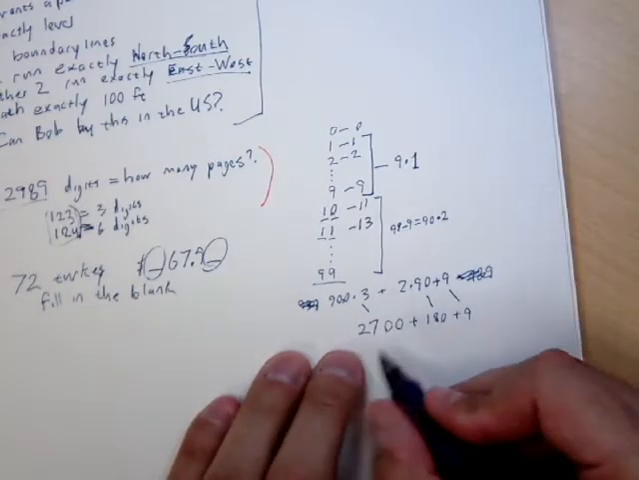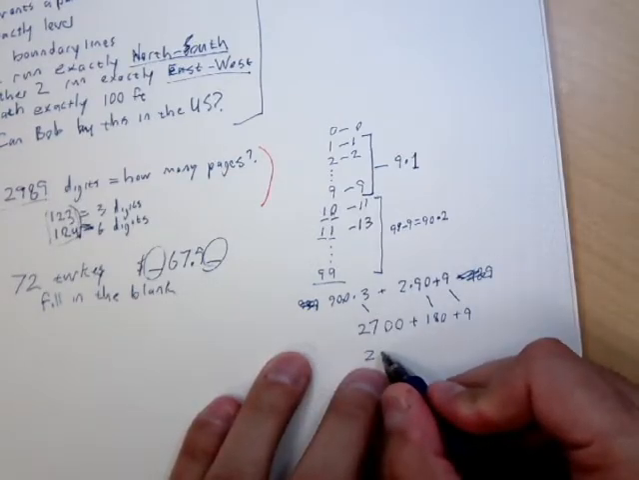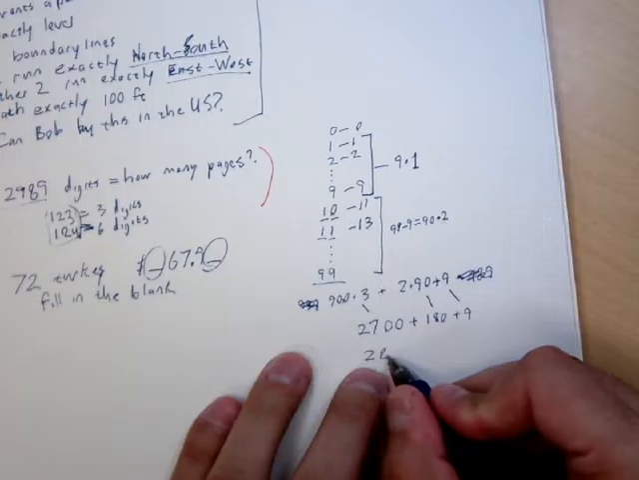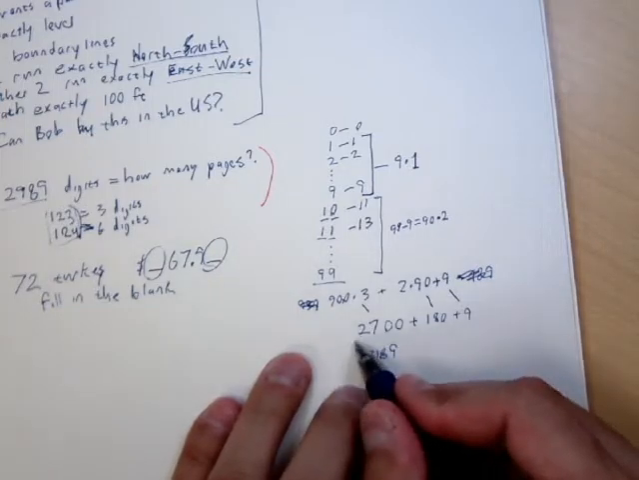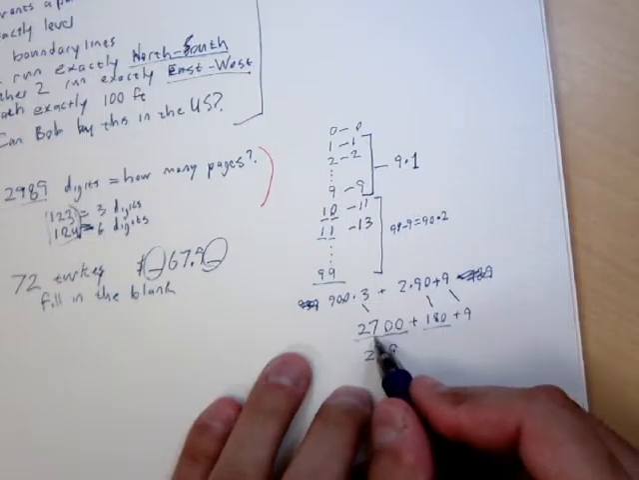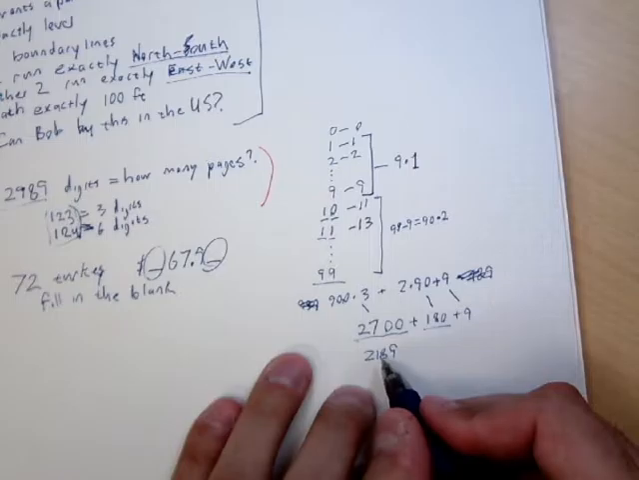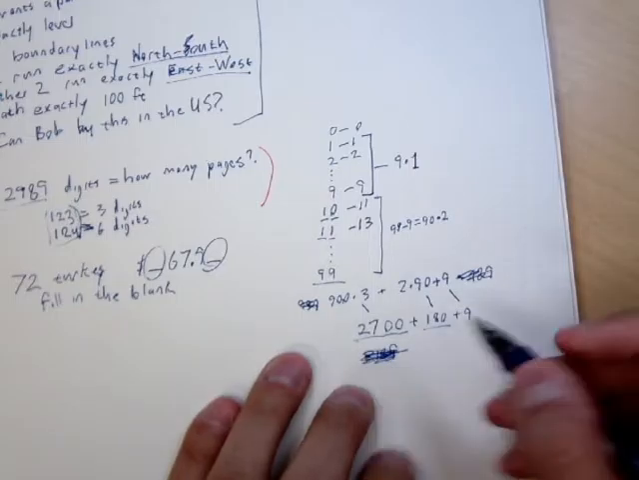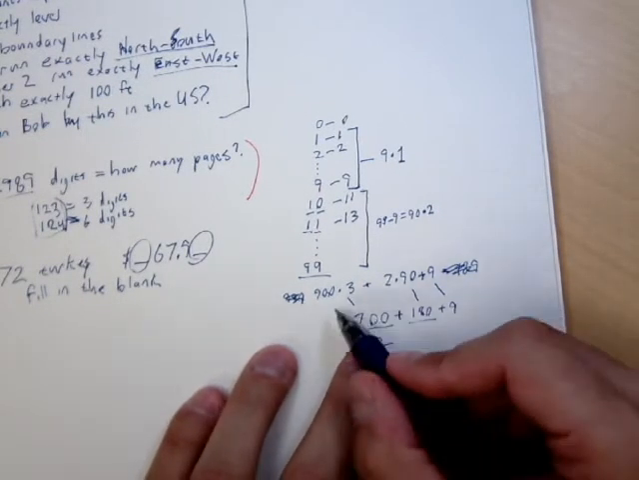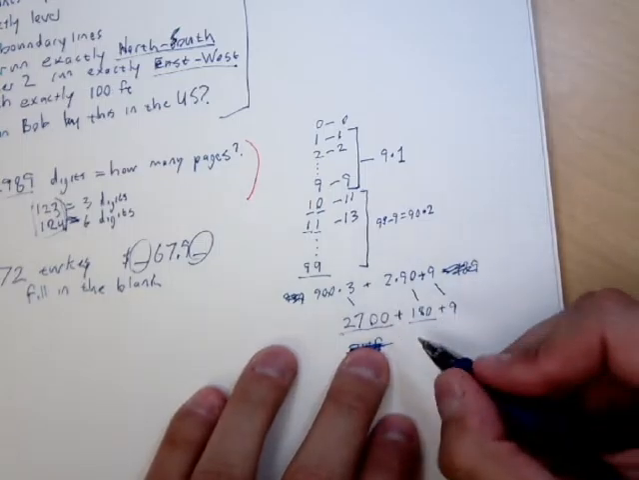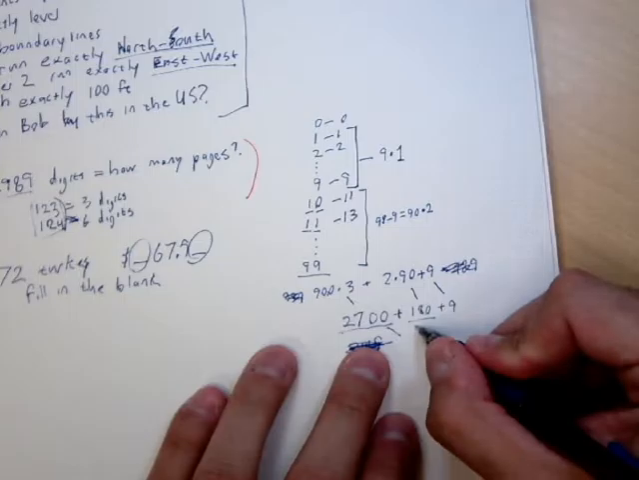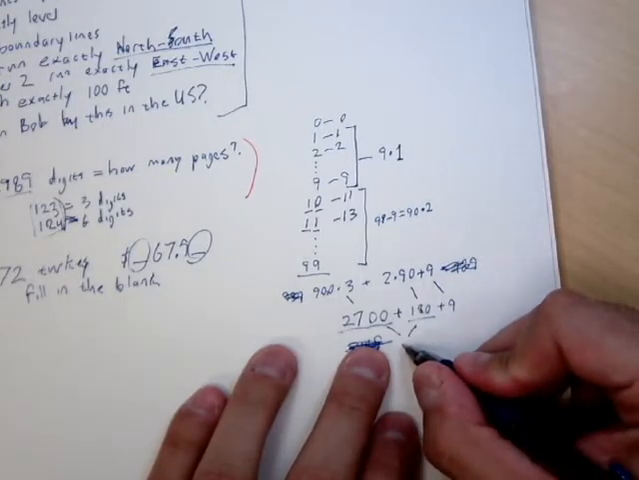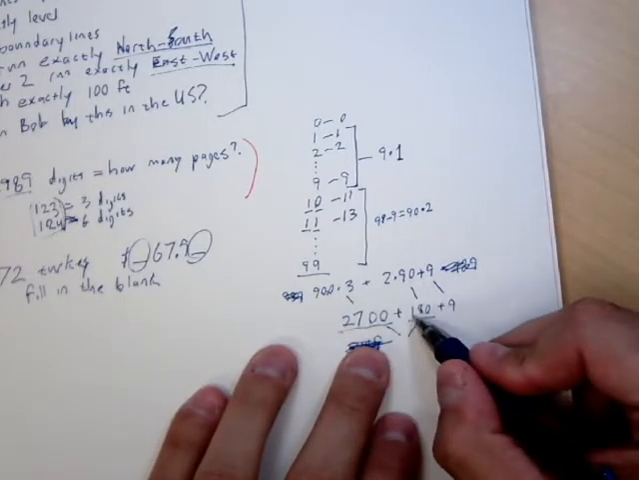That is 2189. If we add those 3 together, right? 2700 plus 180 is 2880. Oh, hold on a second. Let's add these together. I shouldn't skip, because I skip incorrectly. So 2700 plus 180 is 2880.